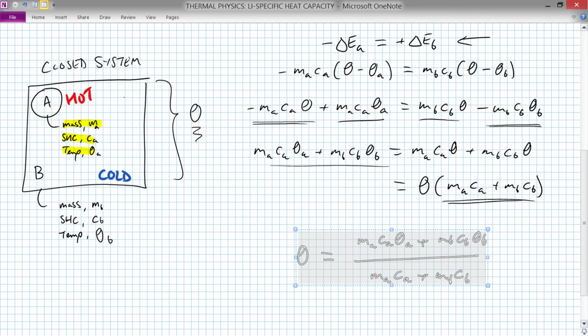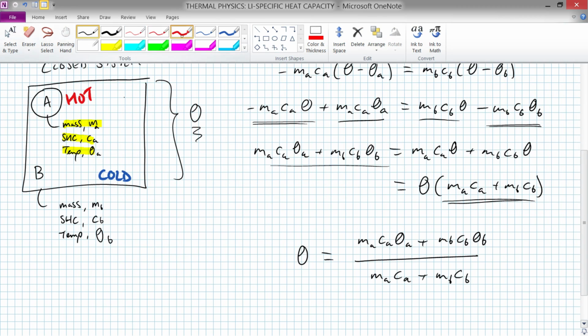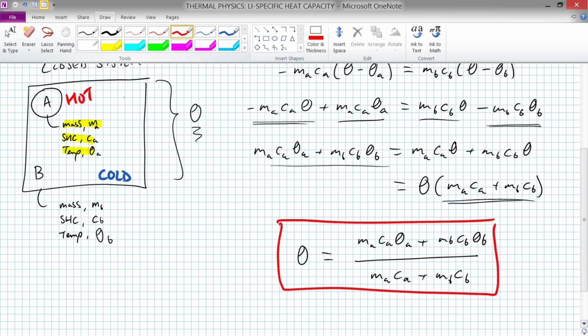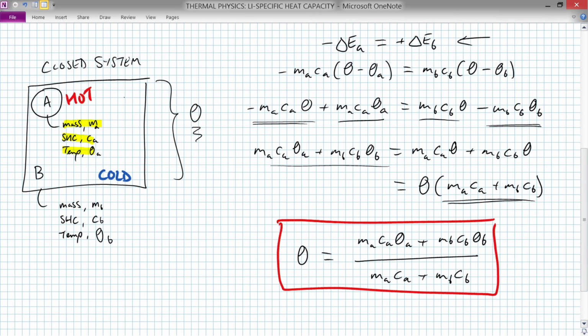That's the equation we got to about halfway through lesson 1. So this tells us what our final temperature theta is of a mixture of two bodies that start at potentially different masses, specific heats and temperatures.